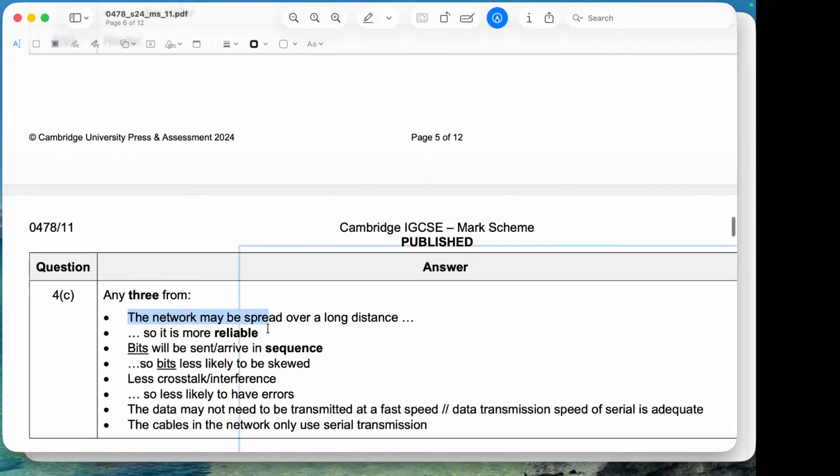This point here says the network may be spread over a long distance, so it's more reliable. Those dots basically mean that in order to get the second point, you must have put the first point because they continue on. We've got dot, dot, dot, and then dot, dot, dot there. However, with this one here, you don't have to get the previous point in order to get this one underneath because there's no dot, dot, dot on this one.